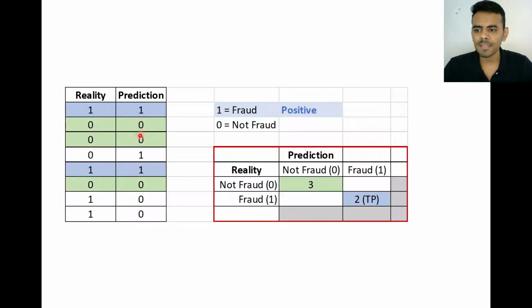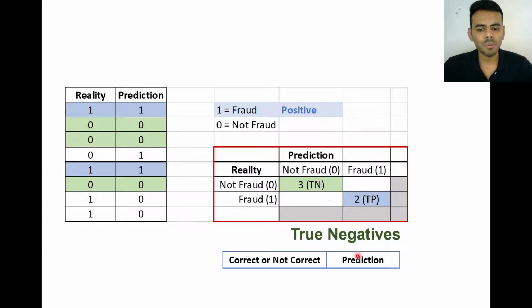Now there are precisely three cases where the ground reality is 0, aka not fraud, and my machine prediction is also not fraud. Where does this go? Essentially, ground reality not fraud, machine prediction not fraud. So I summarize the number 3: essentially three cases where the reality is not fraud and my machine also predicted not fraud. Let's come to the terminology part of it.